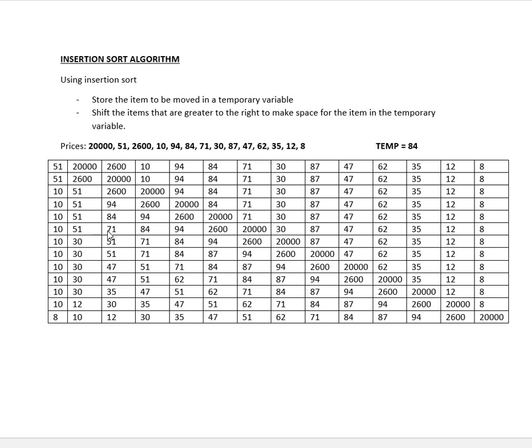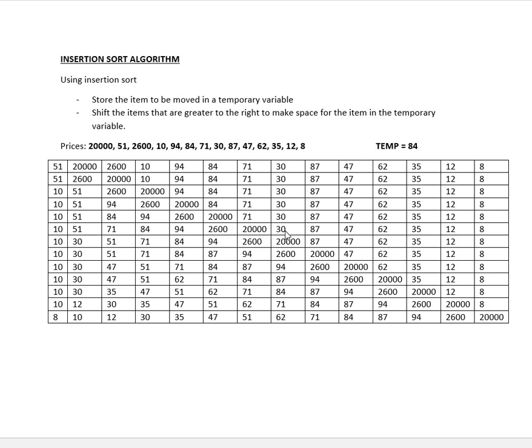So 71 is greater than 51, but it's less than 84. So it would go in the space where the 84 is. So after taking it from the temporary variable, it will be placed here, and everything else is shifted to the right, and then the 10 and 51 would remain in front.